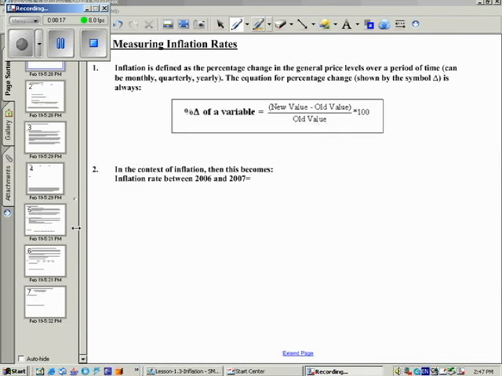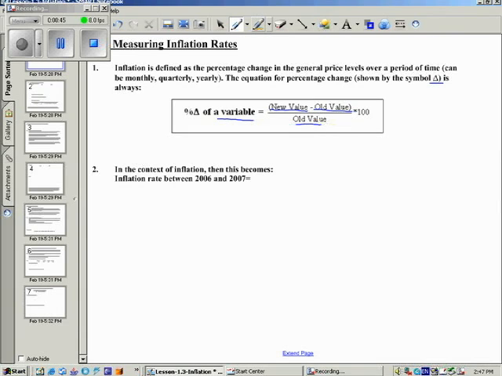The equation for percentage change, not just percentage change in the price level, and we would use the symbol, the triangle, or delta to stand for change, is defined as the following. The percentage change of any variable is simply the new value minus the old value divided by the old value times 100. Whatever this number turns out to be, that's the percentage change.